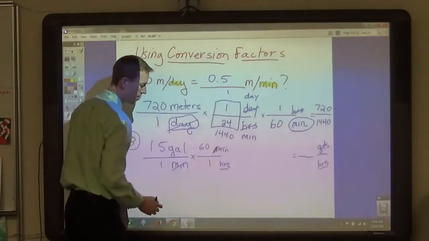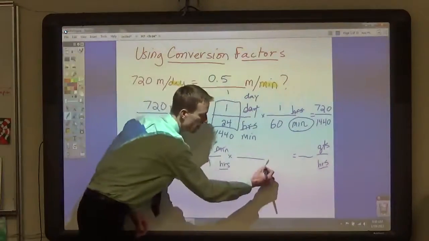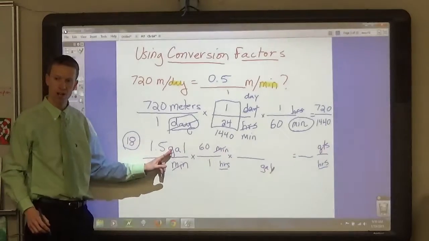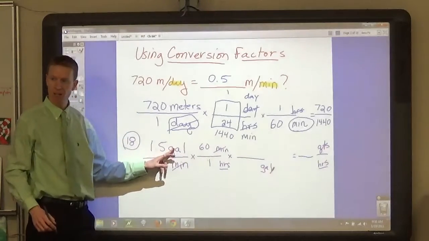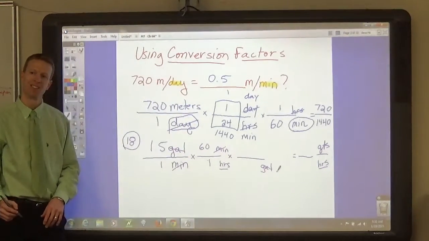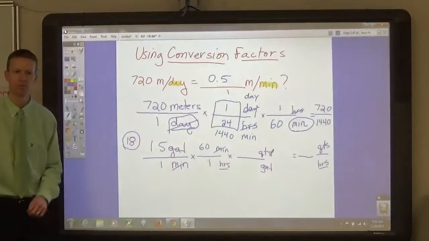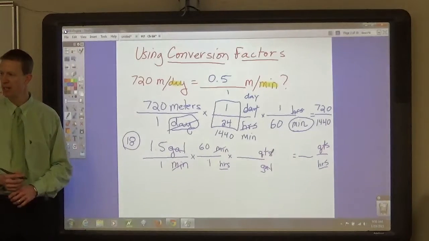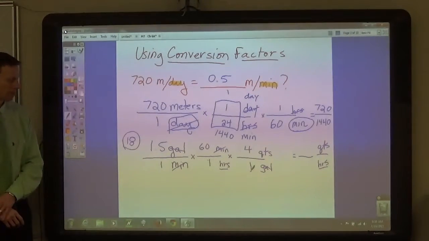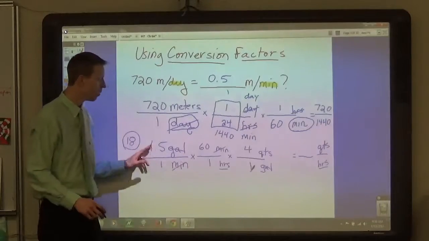So cross off minutes. Now, we still have gallons up here. We want to go from gallons. Why did I put it on the bottom line? Because I want to cross it. See, gallons is on the top line up here. I want to get rid of it, so I have to put the gallons on the bottom. And I want to go from gallons to quarts. How many quarts in a gallon? 4. Right. 4 quarts, 1 gallon. Now, do I have the labels I want? As soon as I have the labels I want, then I can multiply.